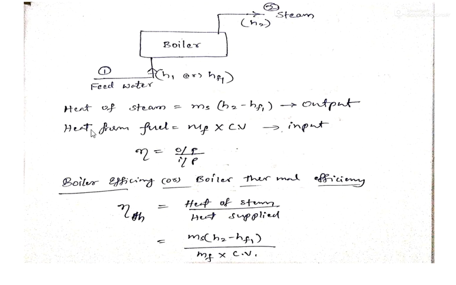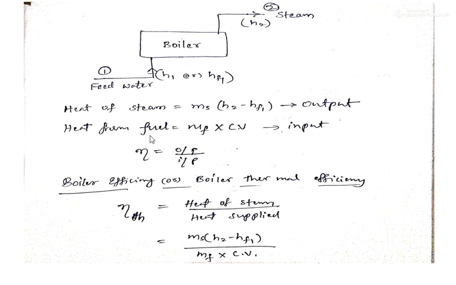See here, the heat of the steam, or heat utilized to form the steam, is given by this formula: ms into H2 minus Hf1. Here this steam we are taking as the second condition and this feed water is supplied as the first condition, and it is a boiler. So when you supply, you will get steam. So this is the total heat of the steam, ms into H2 minus Hf1. So this will become the output here because this is coming out.